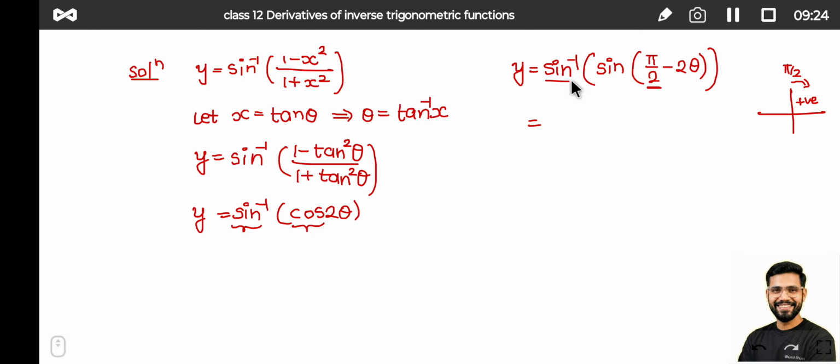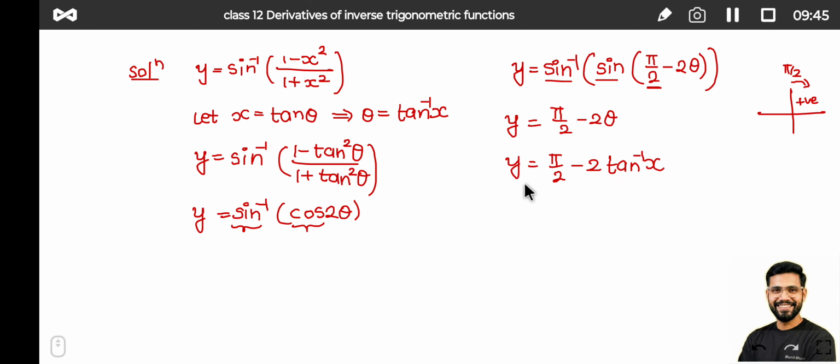So now we can cancel out this sine inverse and sine. So it will remain pi by 2 minus 2 theta. That's the value of y. Now replace the value of theta. So we'll get y is equal to pi by 2 minus 2 times tan inverse of x, since theta is nothing but tan inverse of x. Now this is the value of y.